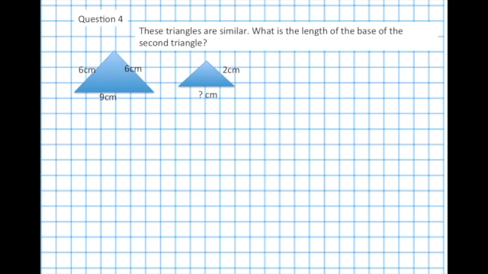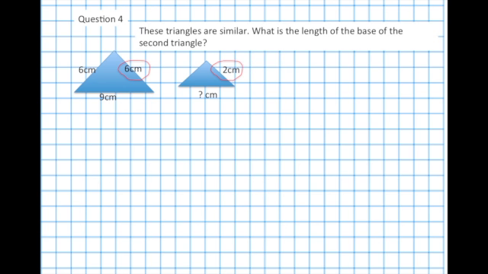Question 4. These triangles are similar. What is the length of the base of the second triangle? Well, when the triangles are similar, the ratios of the sides are the same. So if I look at the first triangle, 6 centimetres has become 2 centimetres in the smaller triangle.